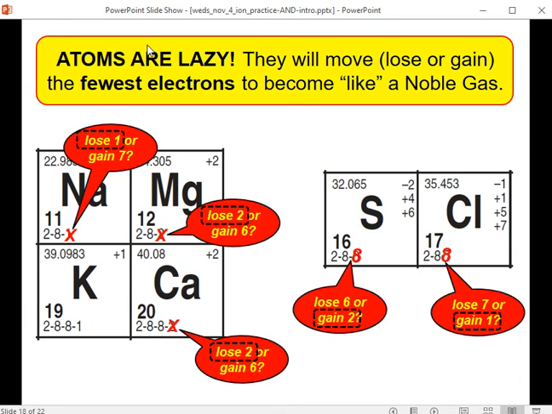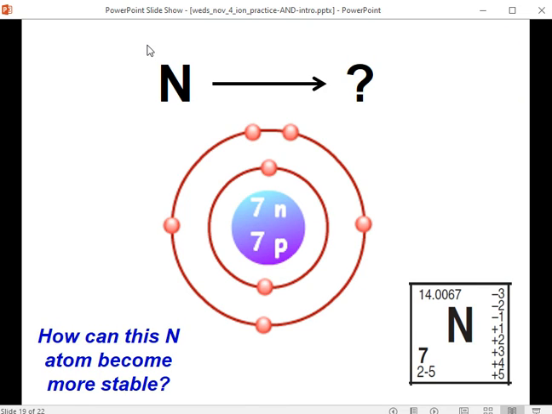If the number of valence electrons is small, the atom will lose the electrons. If the number of electrons is large, the atom will gain some electrons or steal them from somewhere. So let's just try one or two more examples. How can this nitrogen atom become more stable? It has a 2-5 electron configuration. It's going to gain 3 electrons. That's easier than kicking out 5. Now it will become a nitrogen 3- ion. An N3- ion is more stable than an N atom.